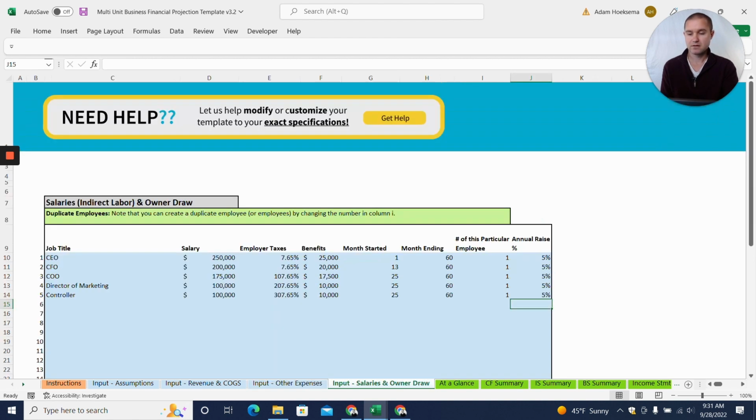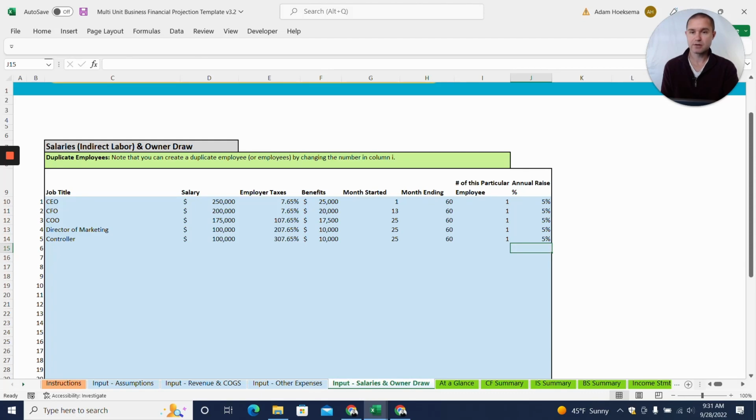Right, and then finally, we can input salary position. So you wouldn't want to enter in salaried or labor for the individual business units on this tab. This should be the corporate level staffing, so the CEO, CFO, that sort of thing. And we have the ability to add salaries, benefits. Oops, that did not drag down properly. We don't want 107% employer taxes.